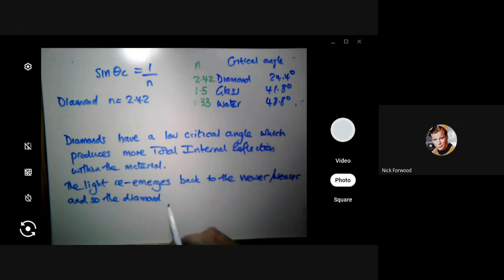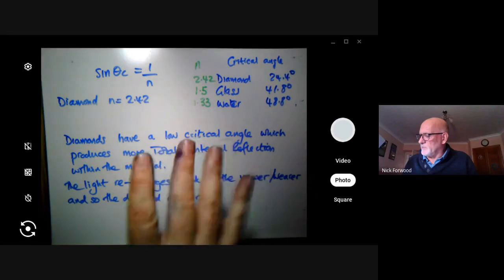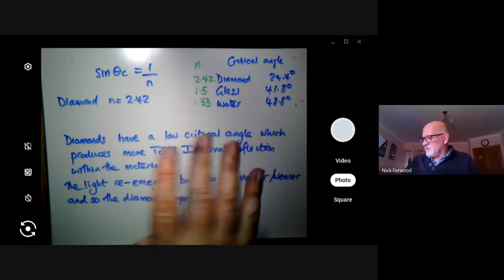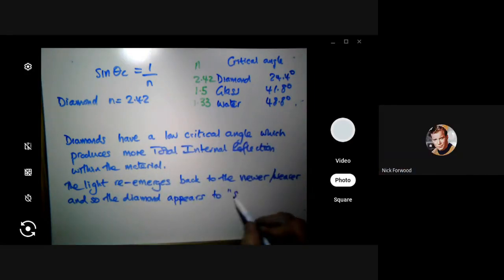And so the diamond appears, especially when you move it, and you're holding it, you're wearing it, and you hold your hand in a different direction. So the diamond appears to sparkle. It appears to be quite bright.